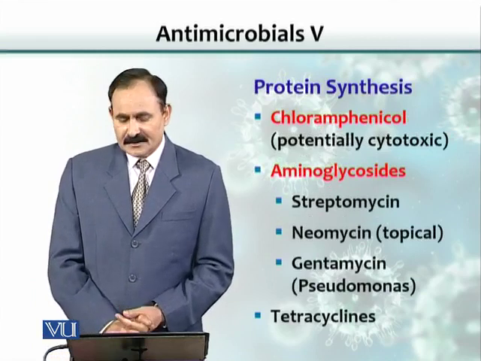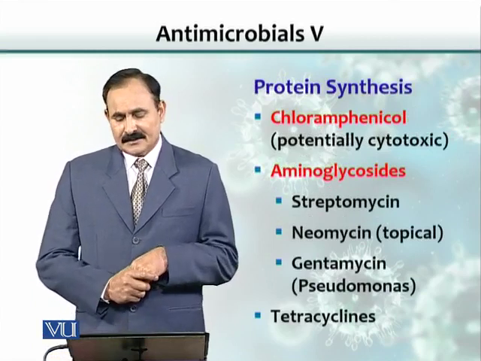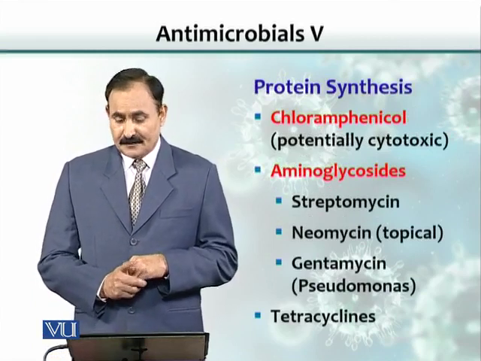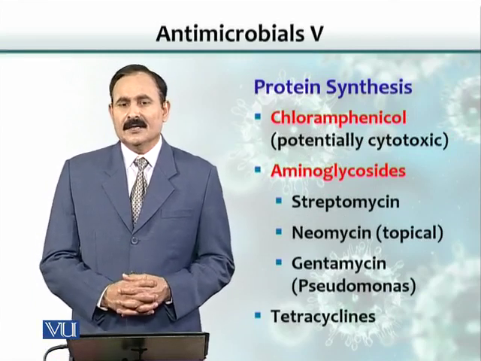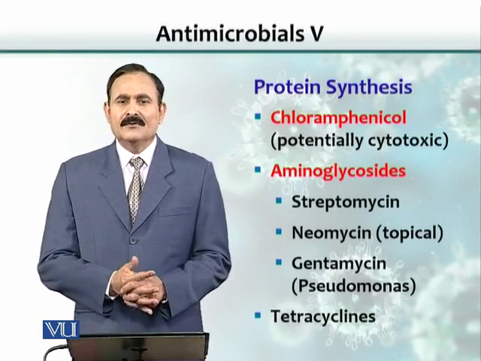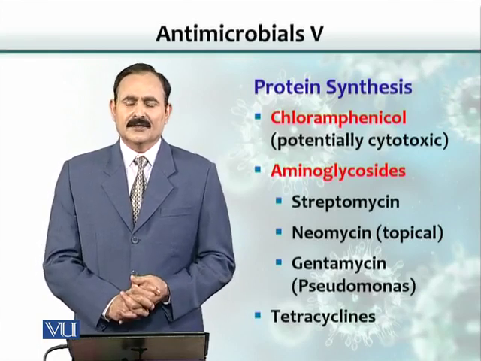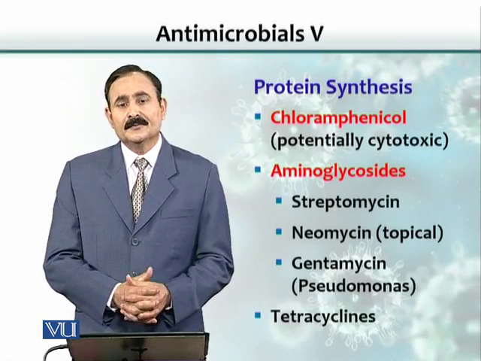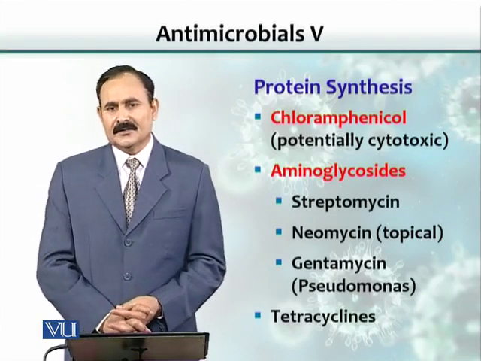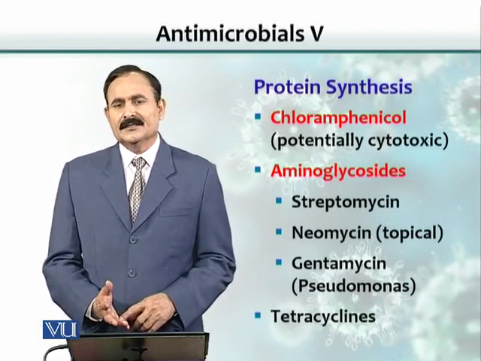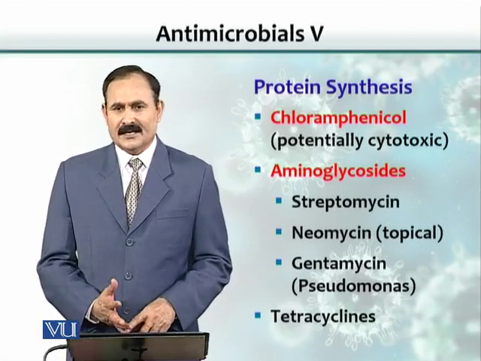Examples of antibiotics that inhibit protein synthesis include chloramphenicol, which is potentially cytotoxic. If you use it continuously over a longer time, it can cause bone marrow inhibition, so bone marrow suppression. So chloramphenicol is also not a very good choice. It is only used when there is no other drug that works against the organism.